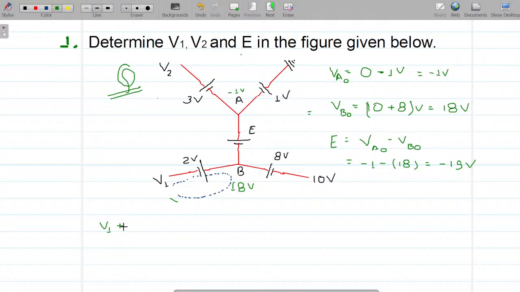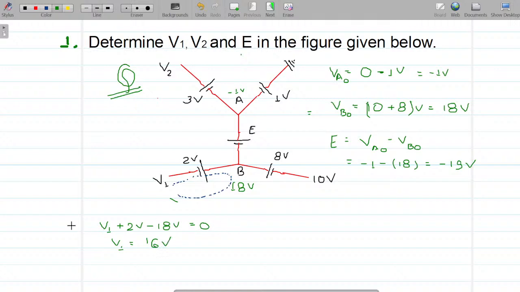Plus 2 volt, right? And this time it is at a higher potential and we are going towards ground. This V1 would be with respect to some ground. So this should be minus 18 is equals to 0. Or can I write V1 is equals to 16 volts?